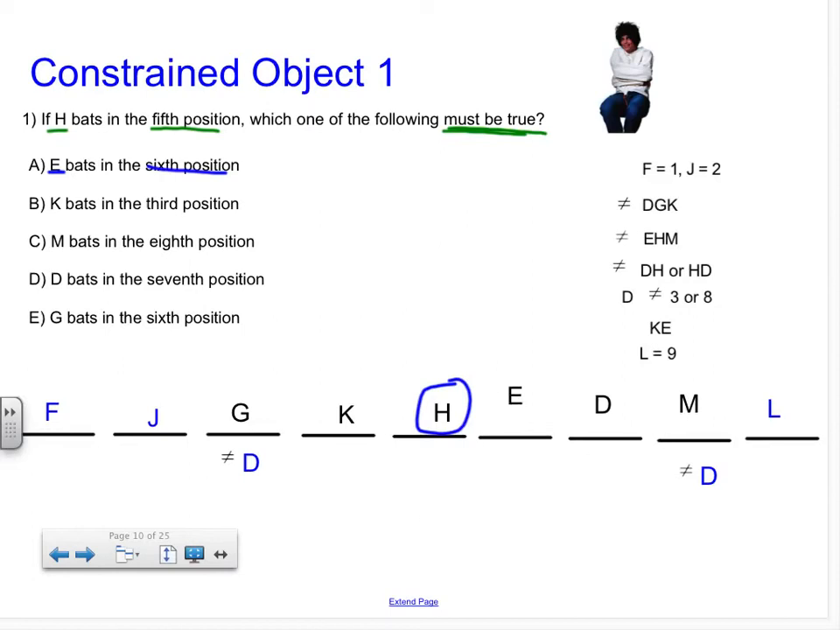First off, let's do a quick check to see if this works. G, D, and K are separated. E, H are separated. D is not in 3rd or 8th position. E comes after K, and L equals 9. Okay, so that works, but does this have to be true? Let's try and move E to see if it'll fit anywhere else. So what would happen if we were to swap places with D? Would that still work? D wouldn't work, because then D would be beside H.